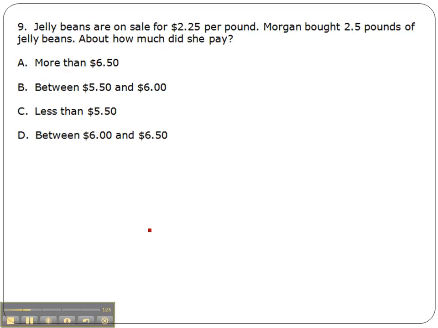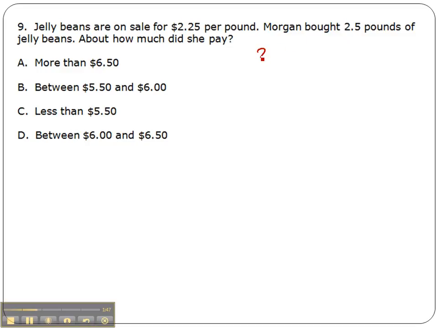Jelly beans are on sale for $2.25 per pound. Morgan bought 2.5 pounds of jelly beans. About how much did she pay? She's going to pay $2.25 for 1 pound, $2.25 for the next pound, and then half of that for the other half a pound. So we're multiplying the cost of the jelly beans per pound times the number of pounds.